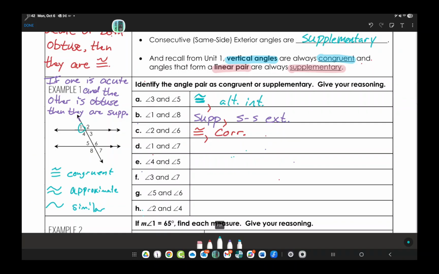1 and 7. Congruent. Those are alternate exterior angles. All right. 4 and 5. They're the same side interior.